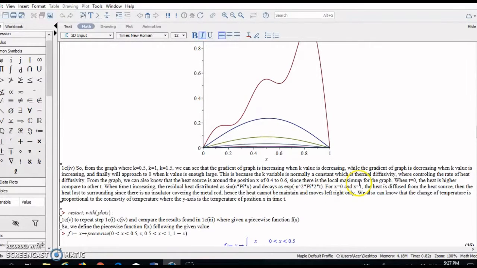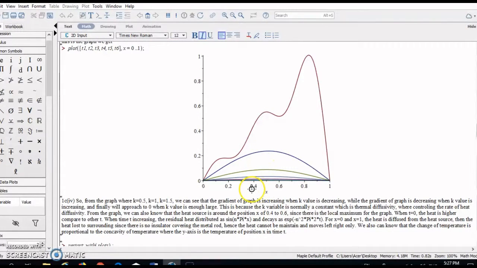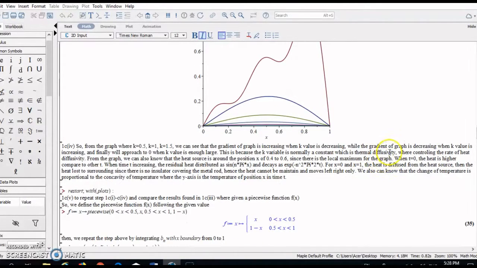Since that is the local maximum for the graph, we can see from the graph here, for example, at the x-axis 0.4 to 0.6, the y-axis of the graph is the local maximum at each time. So from here you can know that the heat source will be here, 0.4 to 0.6. So when t equals 0, the heat is higher compared to other t.